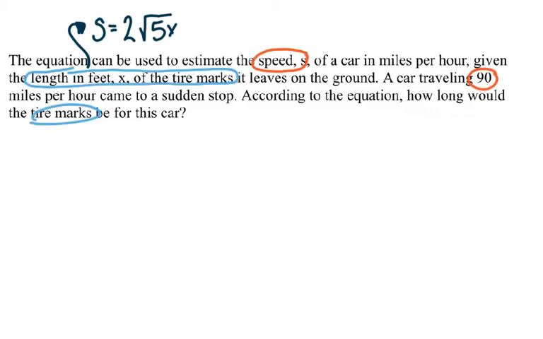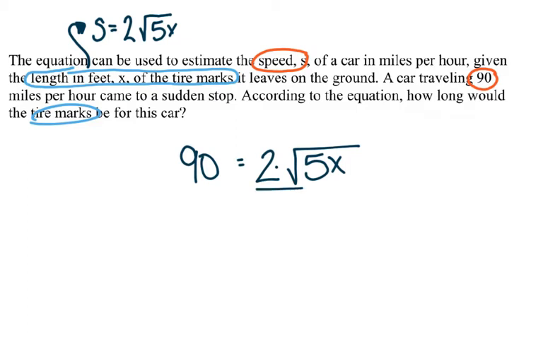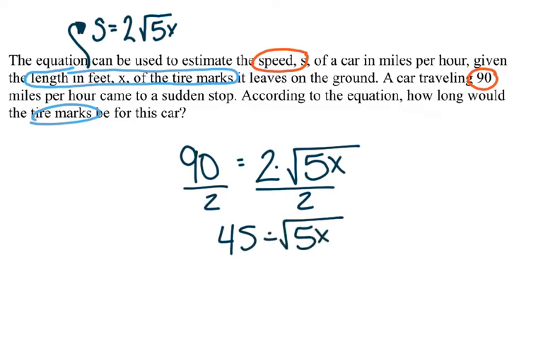Okay. So S is referring to speed, and it tells us that the car is going 90. So I'm going to replace S with 90. And X is the length of the tire marks. So what I need to do is figure out what X has to be in order to get 90, or I can work backwards. So 2 is being multiplied to the radical. To get rid of multiplication, you divide. So 45 equals the square root of 5x. Anytime you want to get rid of a square root, you would square both sides.